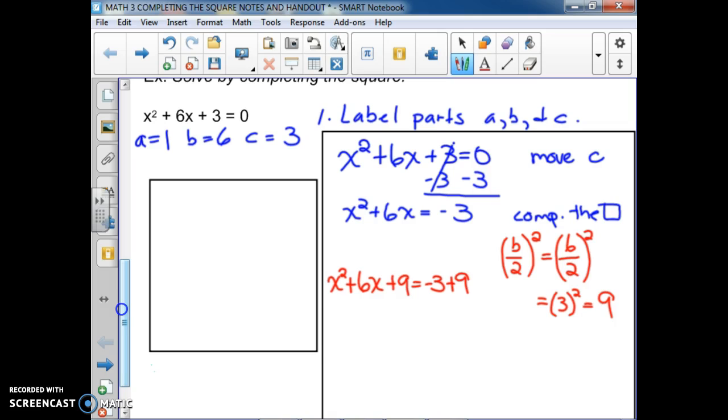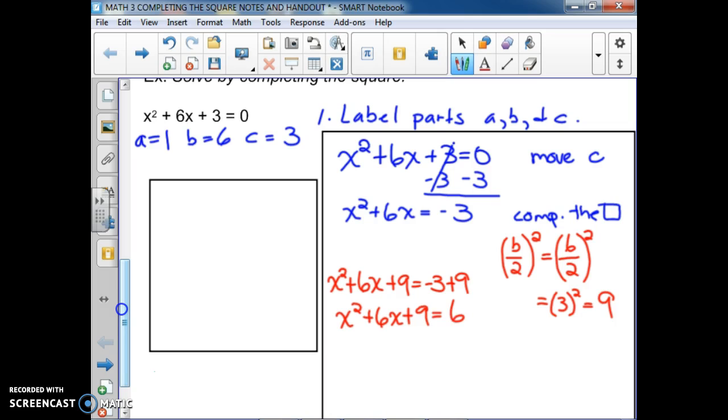Remember, whenever you're solving an equation, you have to keep it balanced. You have to be equal on both sides. So if I added 9 to the x squared plus 6x, I have to add 9 to the negative 3 as well. All right, so now I'm going to simplify. x squared plus 6x plus 9 equals 6.